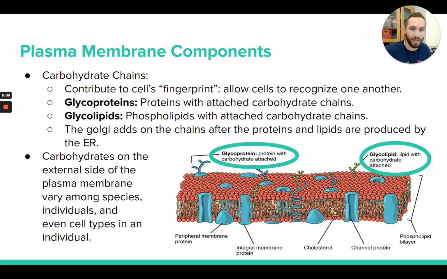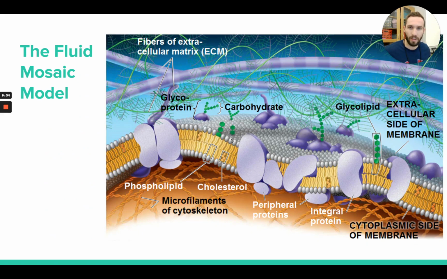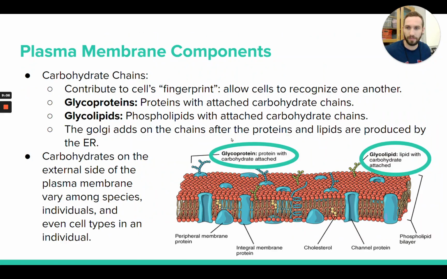So I would know, just by looking at this picture, that this is the exterior side of the cell. This is outside the cell, and this would be inside the cell, because the sugars are always going to be outside the cell. And these sugar chains are going to be different depending on different species, for sure. But even within the cells of an individual, different types of cells in my body have different sugars attached to them, or different chains attached to them.